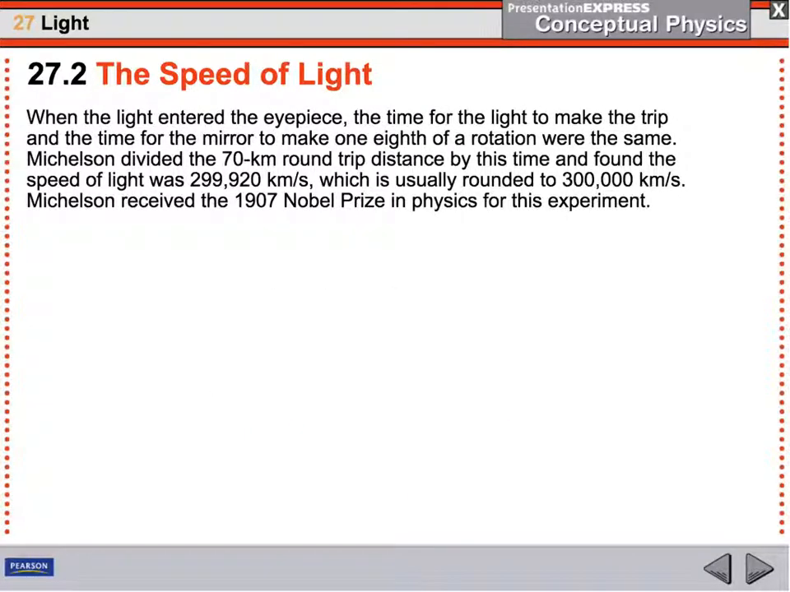When the light entered the eyepiece, the time for the light to make the trip and the time for the mirror to make 1/8 of a rotation were the same. Michelson divided the 70-kilometer round trip distance by this time and found that the speed of light was 299,920 kilometers per second. Like we said, it is usually rounded to 300,000 kilometers per second. He won the Nobel Prize in 1907 for this experiment.